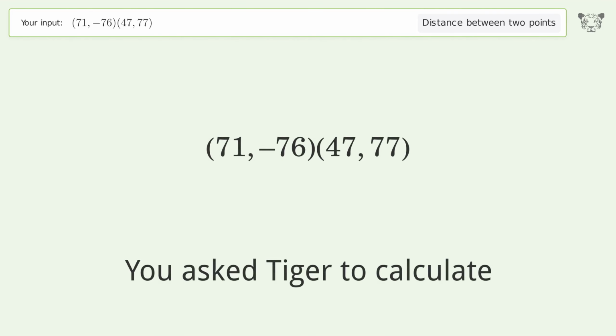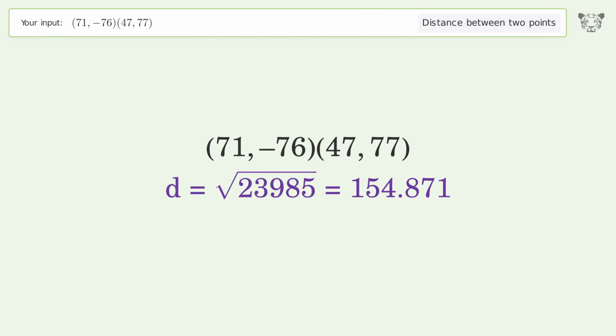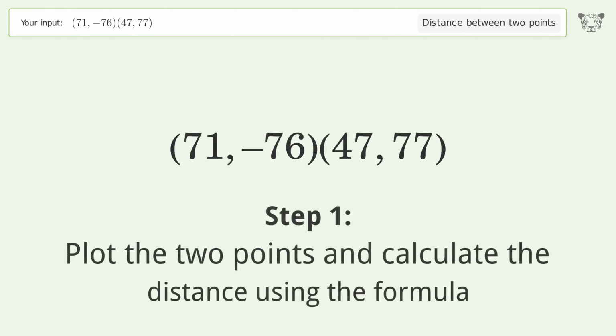You ask Tiger to calculate. This deals with the distance between 2 points. The distance between the 2 points is the square root of 23,985, or 154.871. Let's solve it step by step. Plot the 2 points and calculate the distance using the formula.